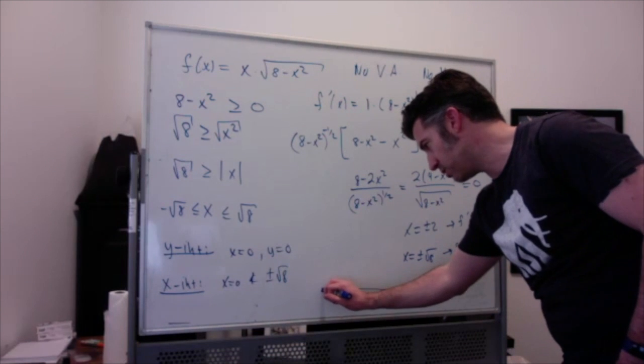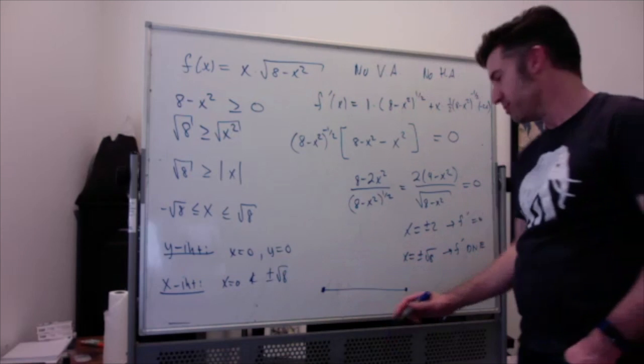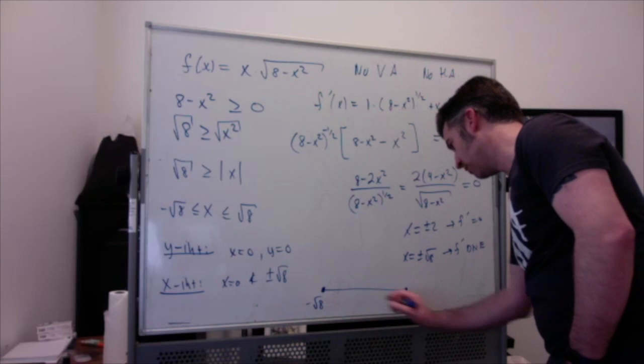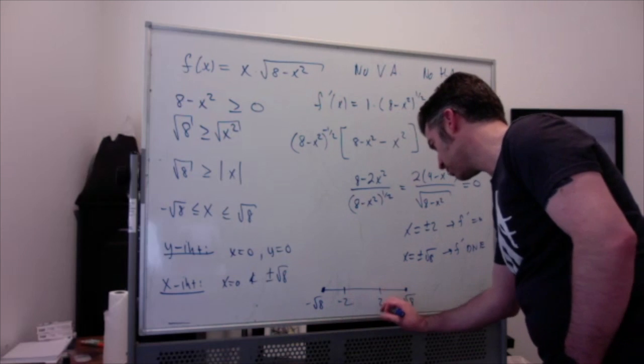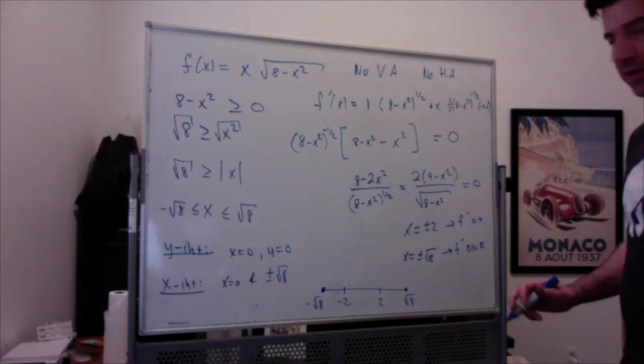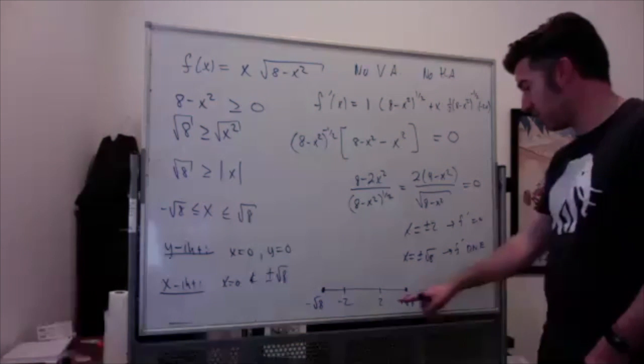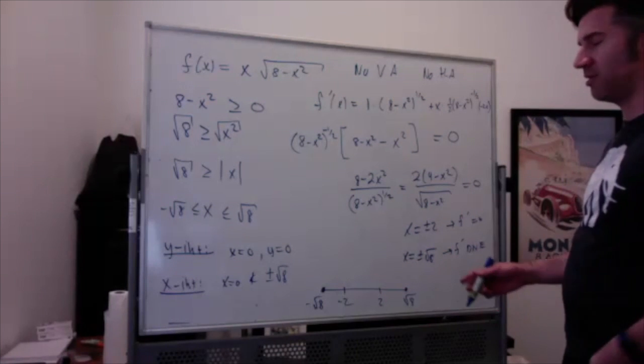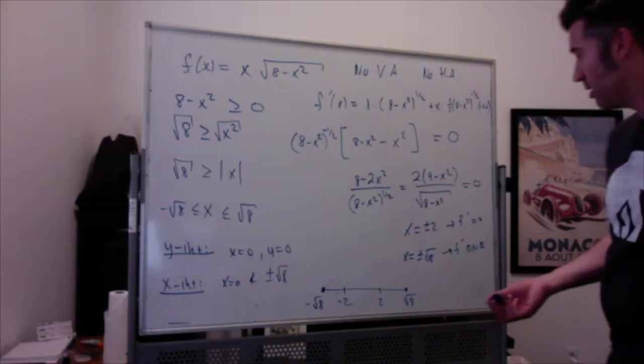Notice I'm drawing my sign chart in a way where it's not having arrows, but we're ending at negative root 8 and root 8. And then we've got negative 2 and 2. So I pick a number a little bit bigger than 2, but not 3 because 3 is out of bounds. So I'm just going to think about a number being bigger than 2, like 2.1.